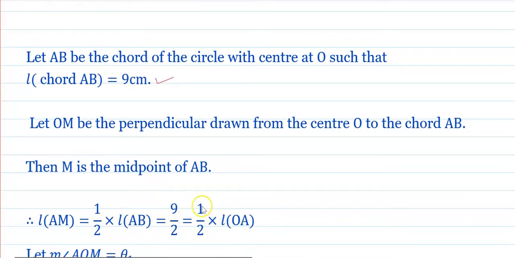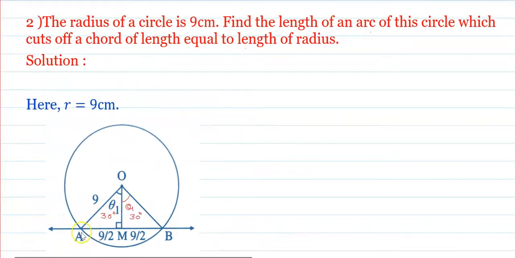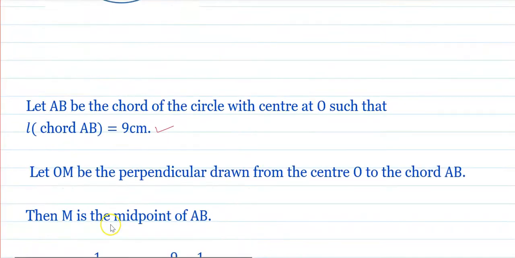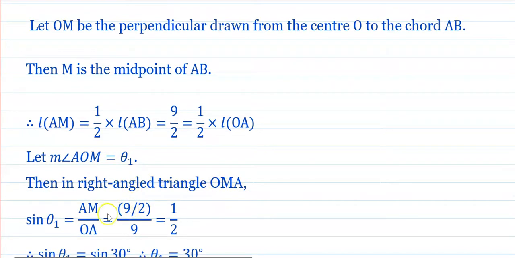9 by 2, and that is equal to 1 upon 2 into OA. That is a side opposite to the angle theta 1, which is half of the radius, that is, half of the hypotenuse. And hence that angle must be 30 degree. Or you can find out using this.